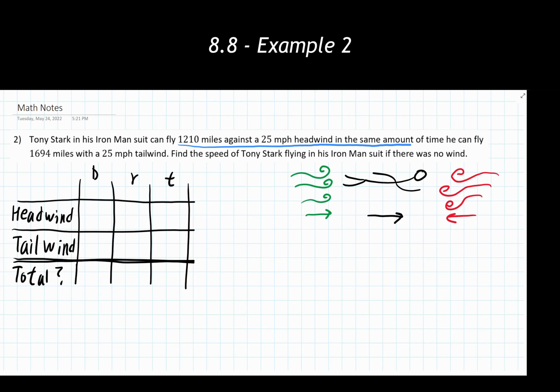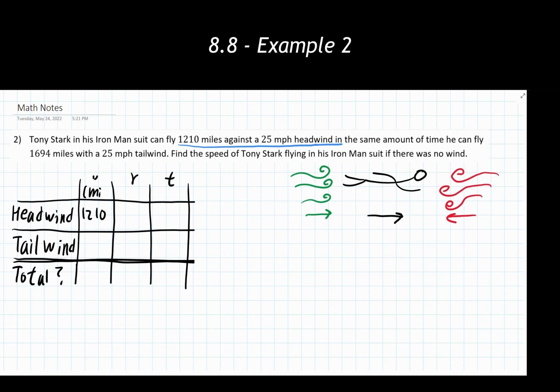Yeah, he can fly 1,210 miles against a 25 mile per hour headwind. Okay. So that tells us some information about the headwind portion of this. So let's fill those in accordingly. So we're told 1,210 miles. I should fill in miles here.